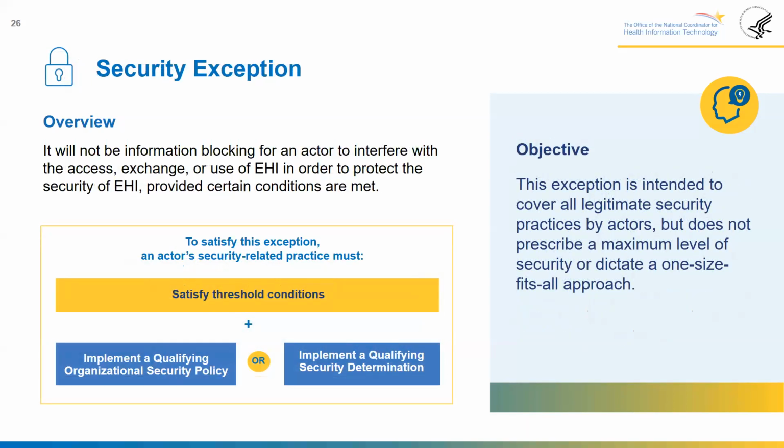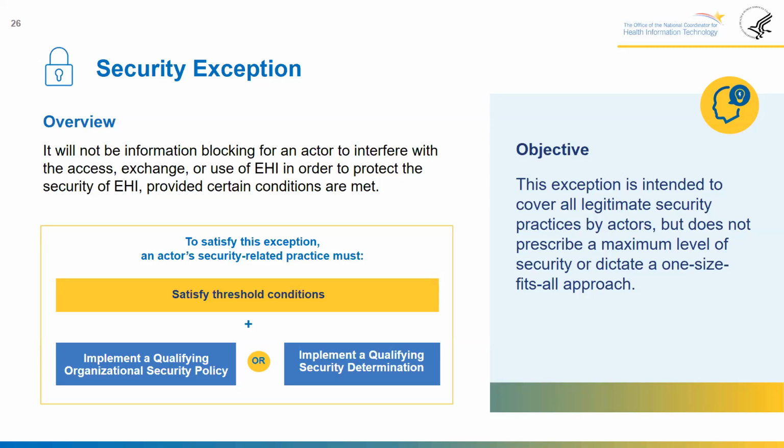All right, the next exception is the security exception. So why is this exception necessary? Actors should not be deterred from implementing security measures or engaging in other activities that safeguard the confidentiality, integrity, and availability of EHI. We at ONC understand the significance and the overwhelming benefits of those types of practices, and this exception is intended to cover all legitimate security practices by actors, but we do not prescribe a maximum level of security, and we don't dictate a one-size-fits-all approach.